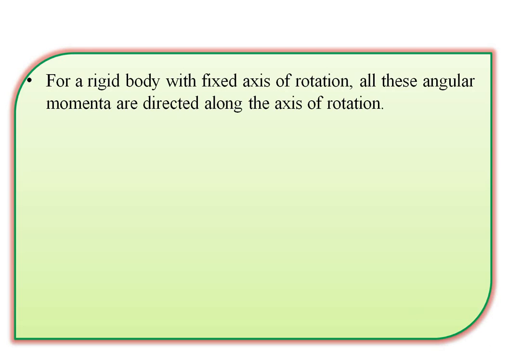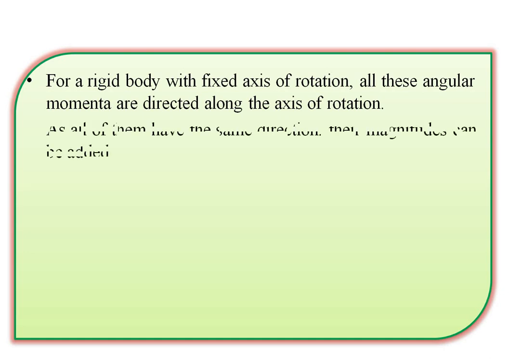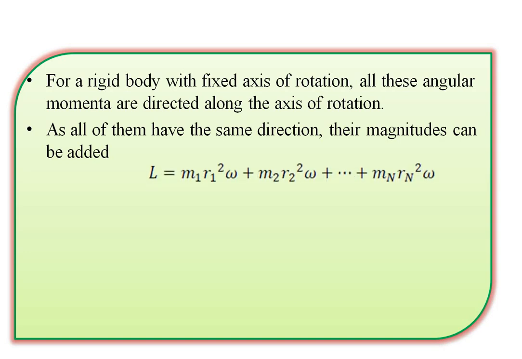For a rigid body with a fixed axis of rotation, all these angular momenta are directed along the axis of rotation. As all of them have the same direction, their magnitudes can be added. So we get the new relation: L is equal to M1 R1 square omega plus M2 R2 square omega up to Mn Rn square omega.